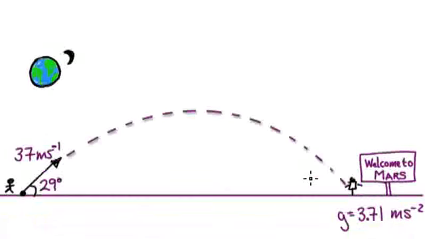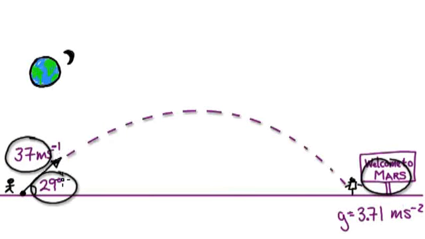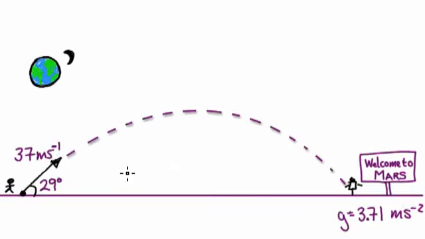Okay, let's give you guys some more practice. So now you're on Mars. We are going to fire a cannonball at 37 meters per second at an angle of 29 degrees. Gravity on Mars is 3.71 meters per second squared.